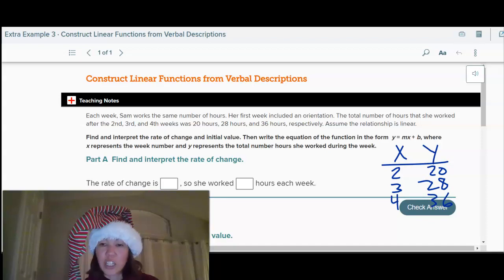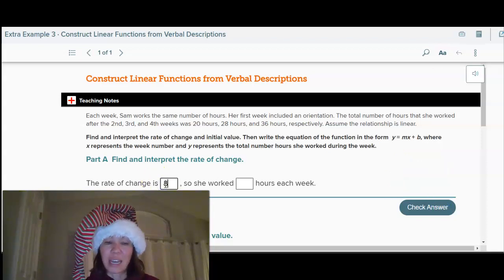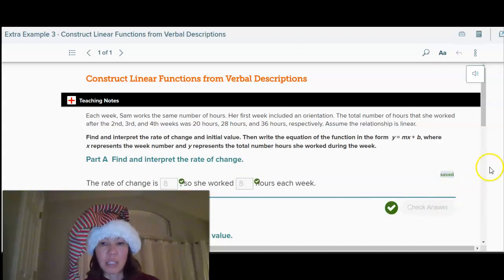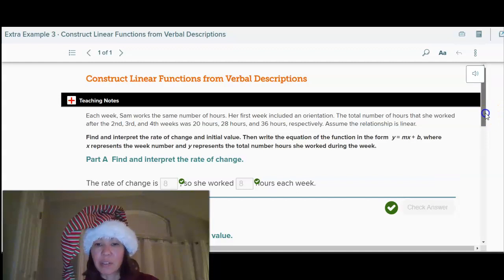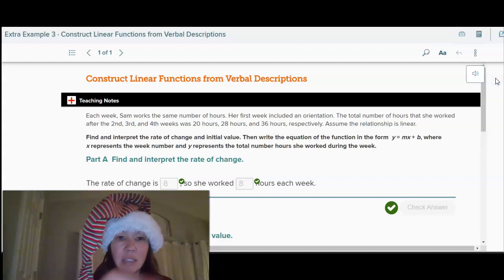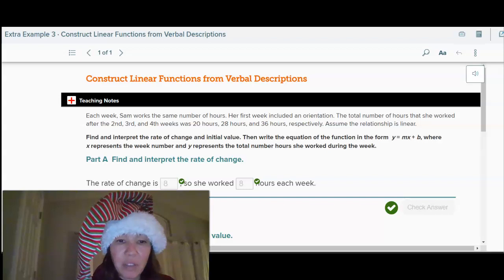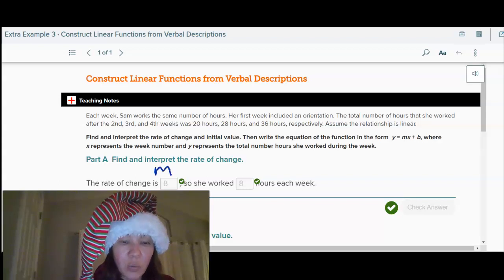So what is her change per week? Well, she's working 8 hours each week. So the rate of change in this case, can you guys see that? Each week her hours go up. So she's working 8 hours each week. And that is our slope. Now we have to find the initial value. Well, again, we don't have the initial value, but we have the slope, and we have, let's say, 1 point.